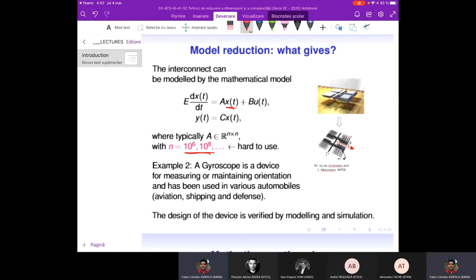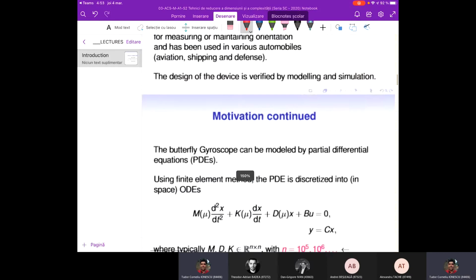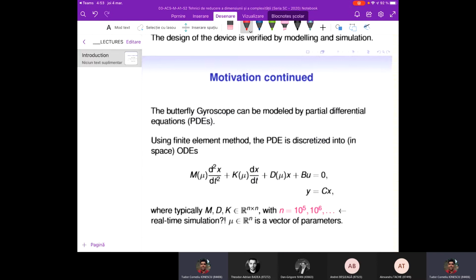A second example is a gyroscope, which is a device to measure and maintain orientation, and can be used for automobiles. It's used in shipping, aviation, most likely in defense. So the design of the device must be verified using simulation. But once again, I'm stressing this, you cannot simulate if things are too complicated, and you cannot compute anything, or the computational effort is huge.